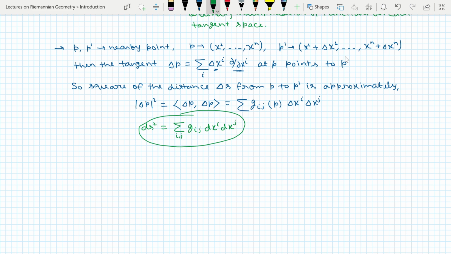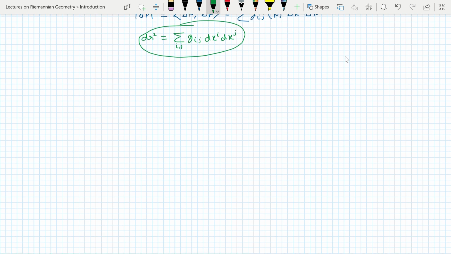Now let's use that to find the Riemannian metric. So let's consider an example. The first example is Rn, the Euclidean space. Now I will find the Riemannian metric in two coordinates. First Cartesian coordinates and the other one is polar coordinates. So let's first consider the Cartesian coordinates.